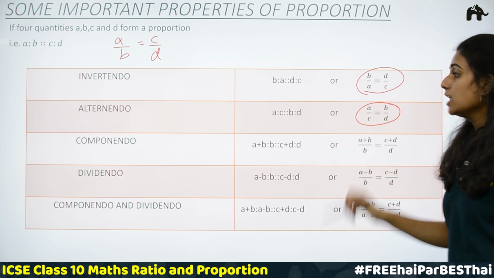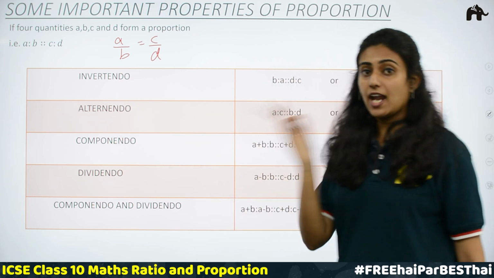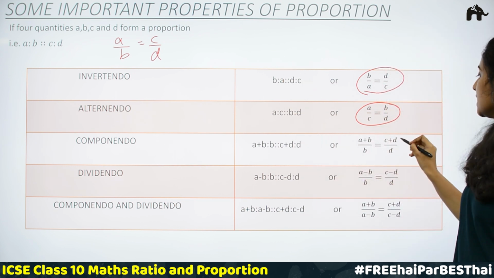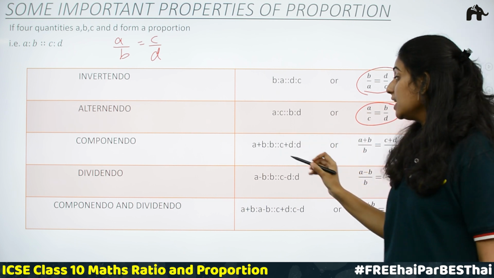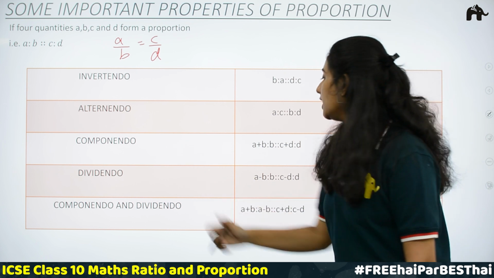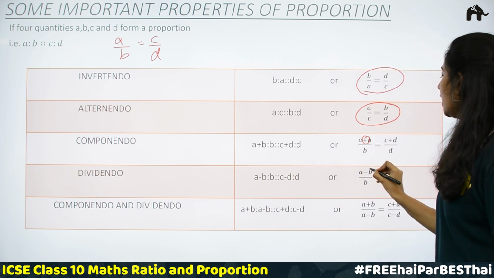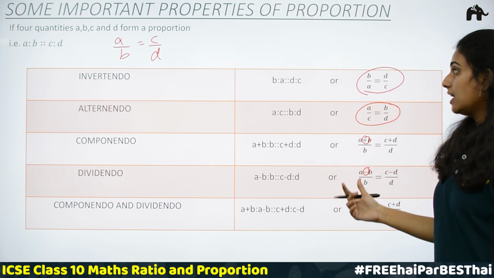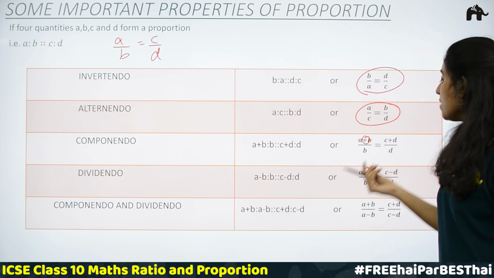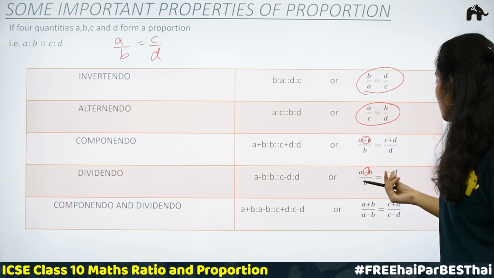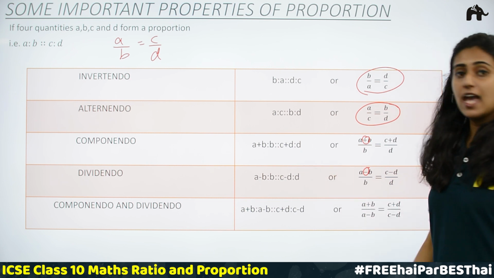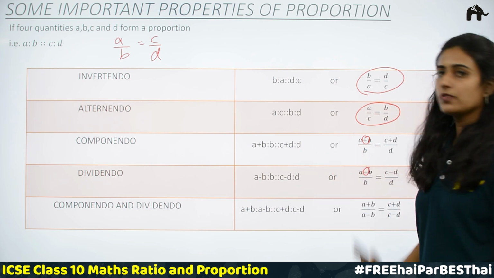Next property, componendo property, adding 1 on both sides. We will be getting (A plus B) by B is equal to (C plus D) by D, or A plus B is to B as C plus D is to D. Next, dividendo property, here it is positive, in dividendo it becomes negative sign. That is, if A by B is equal to C by D, then (A minus B) by B is equal to (C minus D) by D, or A minus B is to B as C minus D is to D.